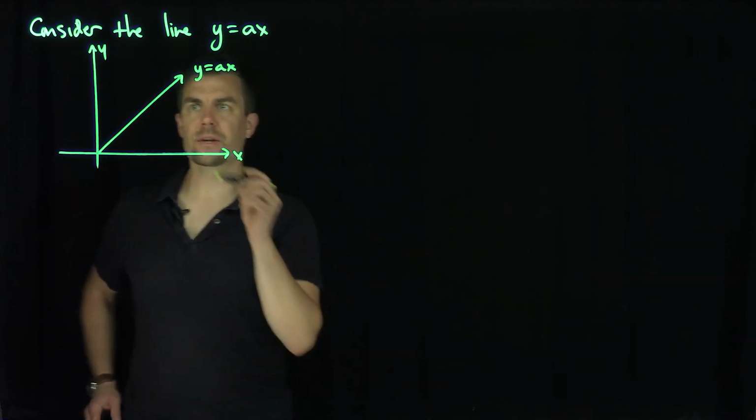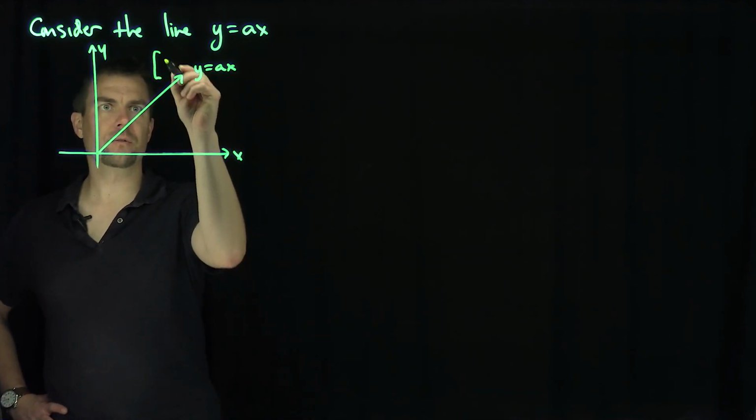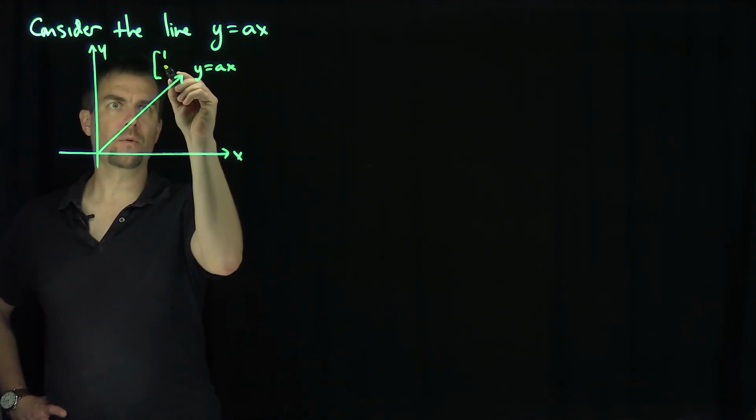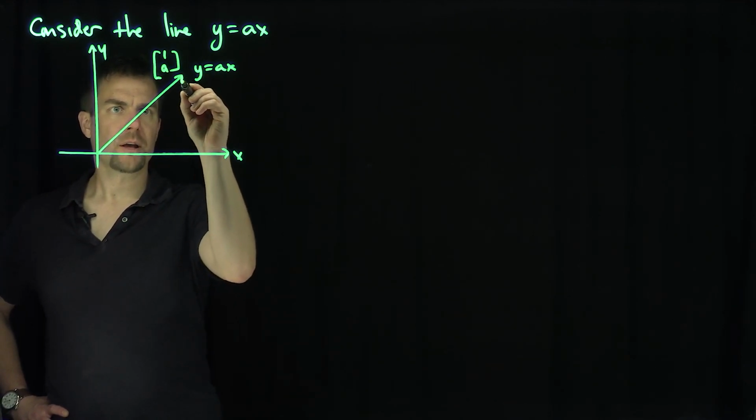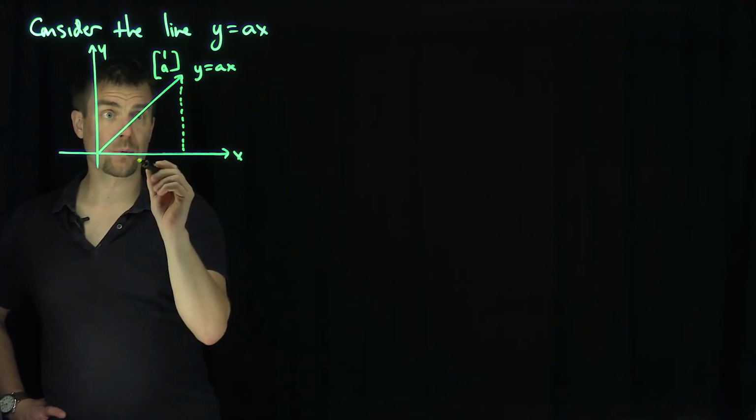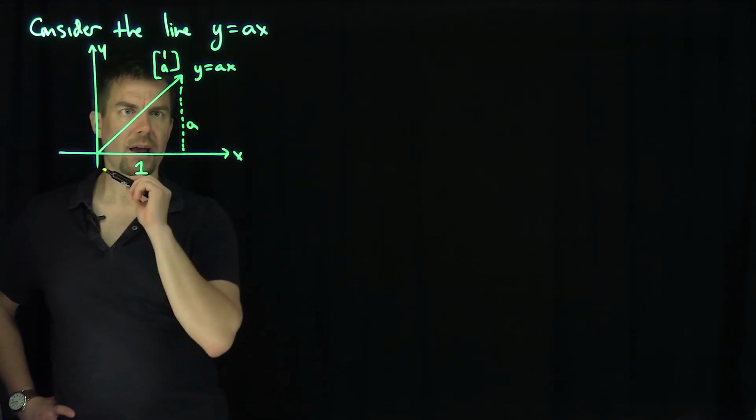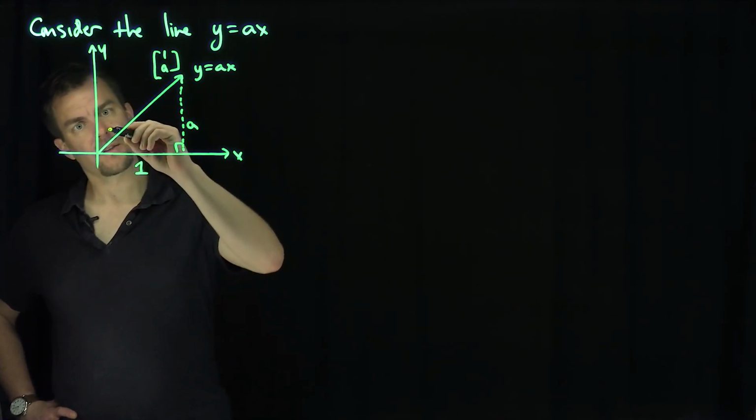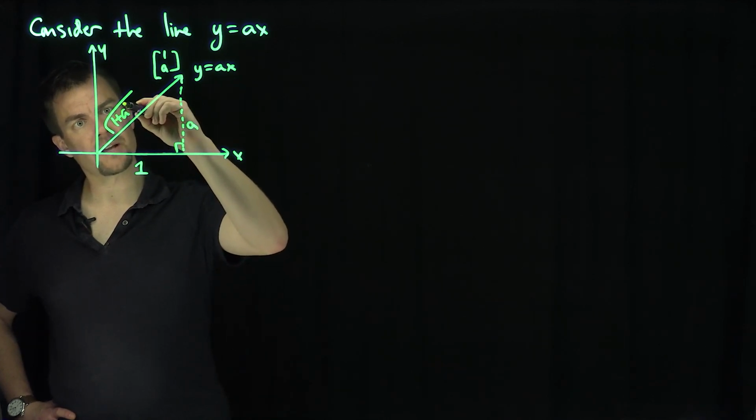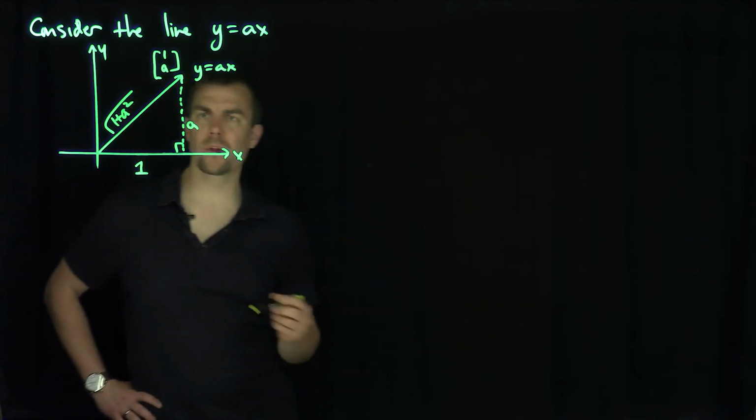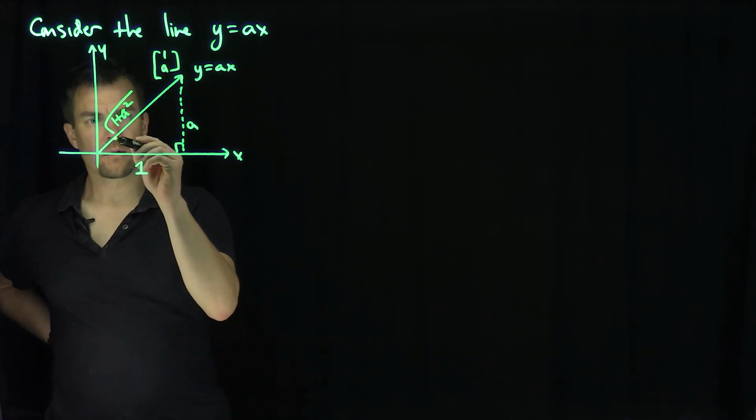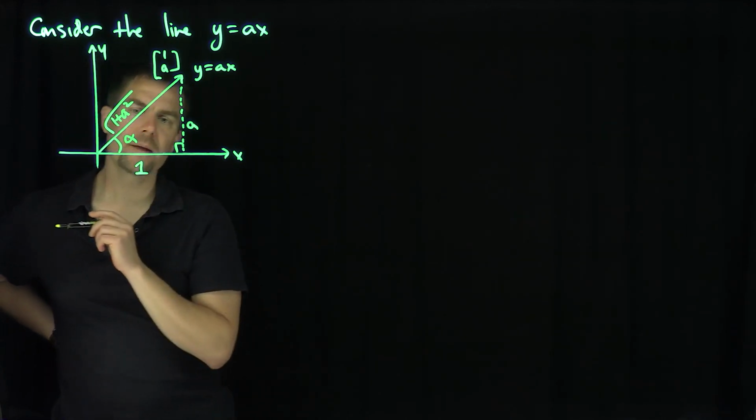Of course, I can generate this line by a vector. I can think of this vector as: if x is equal to 1, then y is equal to a. So I plugged in x equals 1, and then y was equal to a. If this is a right triangle, then this length is just the square root of 1 plus a squared. So I want to look at this angle over here, which I'm going to call alpha.